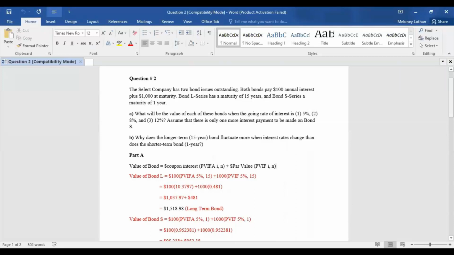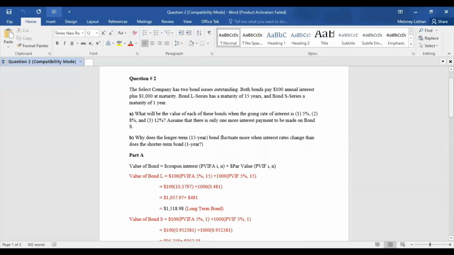All right. The part that I'll be doing states, first let me read the question. The select company has two bond issues outstanding. Both bonds pay $100 annual interest plus $1,000 at maturity. Bond L series, a maturity of 15 years, and Bond S series, a maturity of 1 year. What will be the value of each of these bonds when the going rate of interest is 1, 5%, 2, 8%, and 3, 12%? Assume that there is only one more interest payment to be made on the bond S.